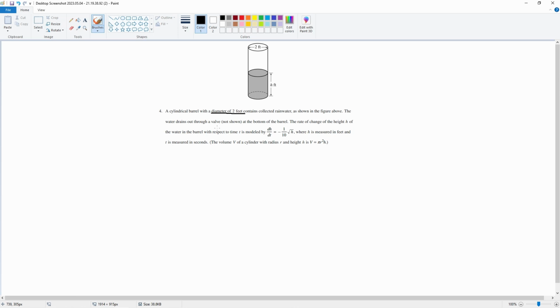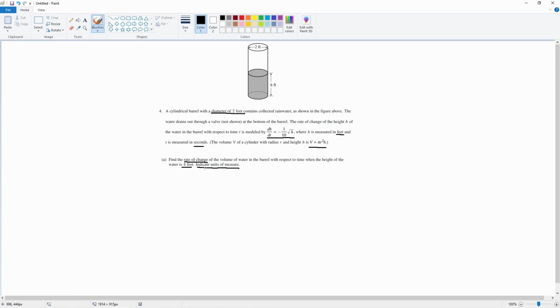The rate of change of height h of the water in the barrel with respect to time t is modeled by dh/dt equals -1/10 square root h, where h is measured in feet and t is measured in seconds. And the volume V of a cylinder with radius r and height h is V equals pi r squared h. Part A says to find the rate of change of the volume of water in the barrel with respect to time when the height of the water is 4 feet, and to indicate our units of measure.